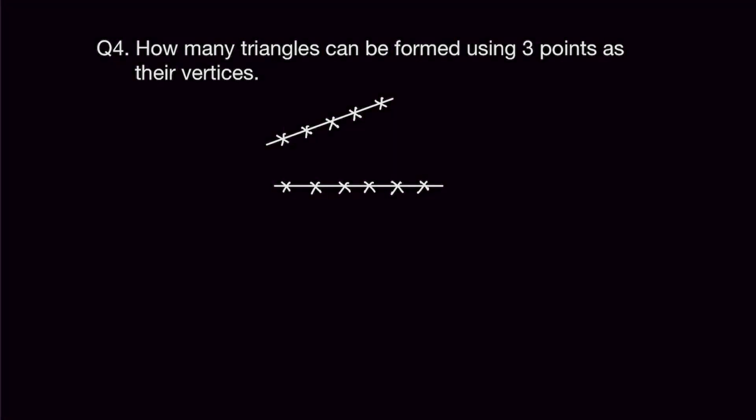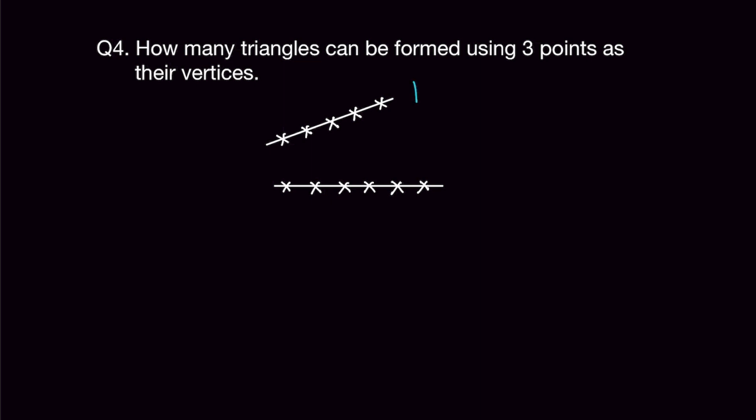Okay, so now let's look at question 4. For question 4, we are asking for how many triangles can be formed using 3 points as their vertices. So 3 points as their vertices would mean, for example, this is 1 point, the second point, and the third point, and this would form one triangle. So you can see that there are so many possibilities, that we can form as many triangles as possible. So to tackle this question, we actually have to organize ourselves.